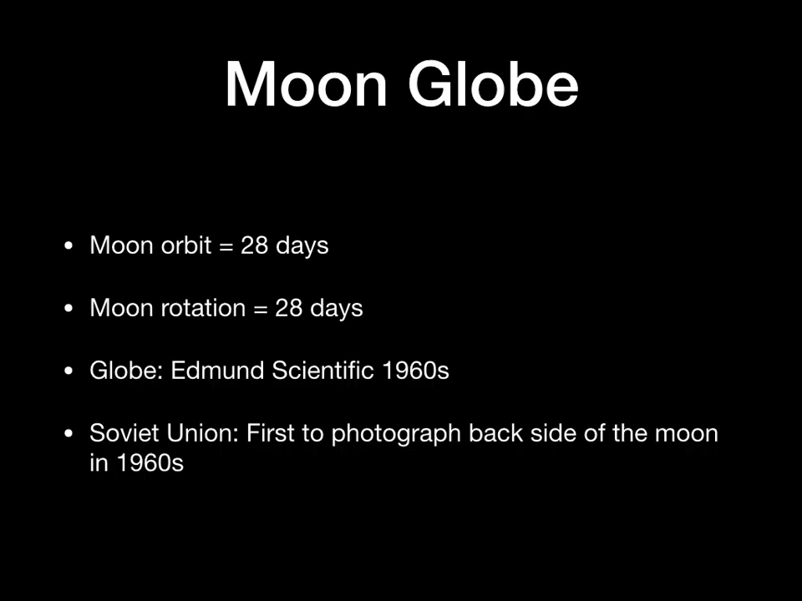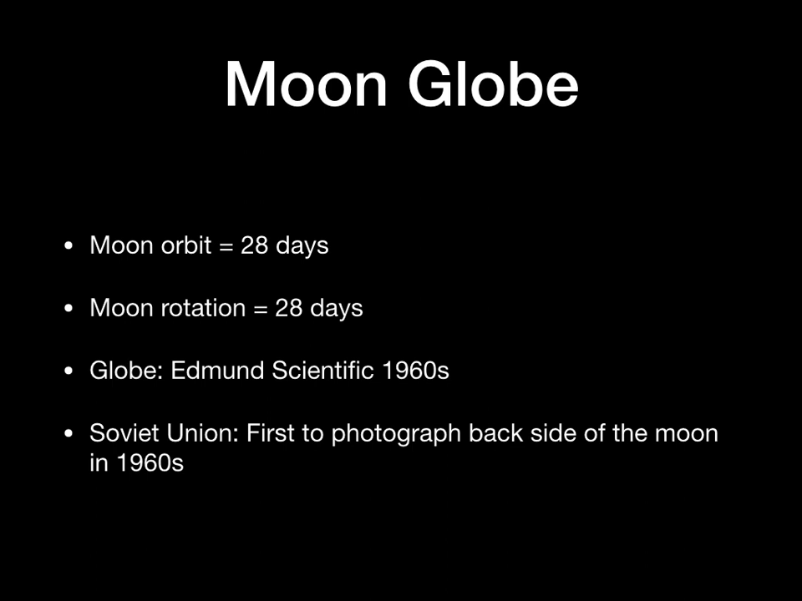So the moon takes about 28 days to go around the Earth. It also takes about 28 days to rotate around its own axis. That's what tidal locking means, that the rotation and the orbit are fixed. This particular globe was made in the 1960s by Edmund Scientific. We as humans had no idea what was on the back side of the moon, the dark side of the moon, until the 1960s. So this was made right around the time of that globe.